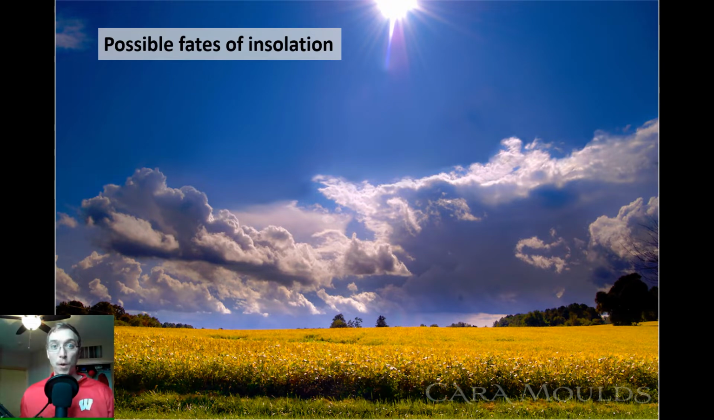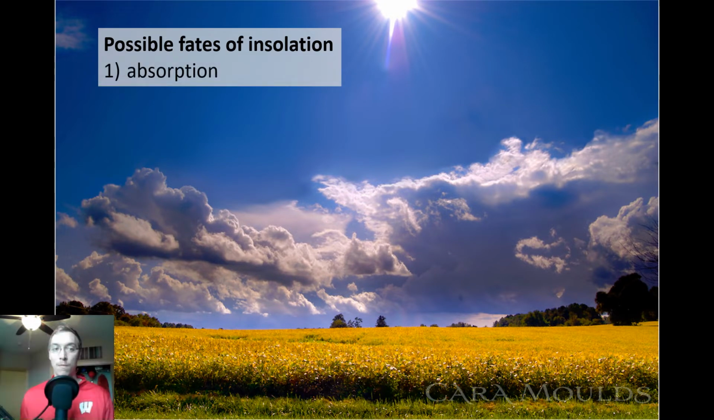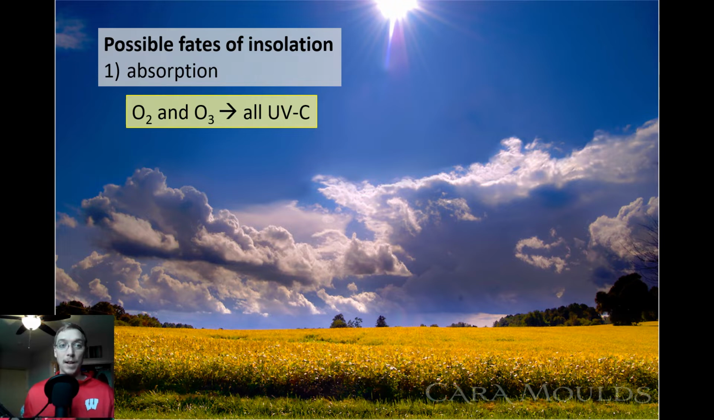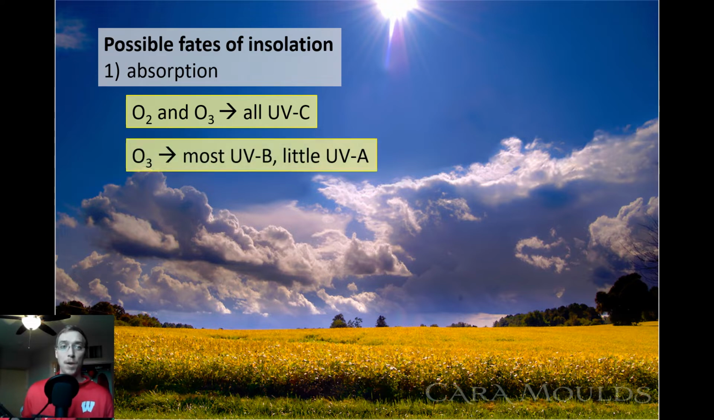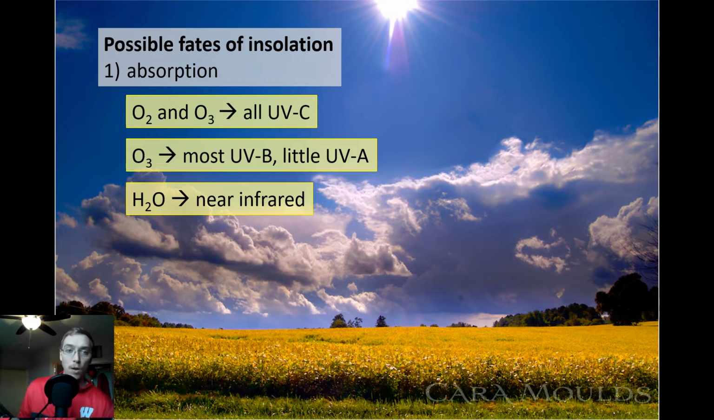So the first of these that we're going to talk about is absorption. Absorption can come in three different varieties. Oxygen and ozone can absorb nearly all of the ultraviolet C rays that are coming in. Ozone will absorb most of the UVB and a little of the UVA. And then water will absorb nearly all the near infrared.